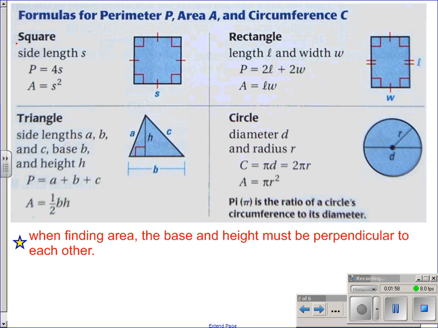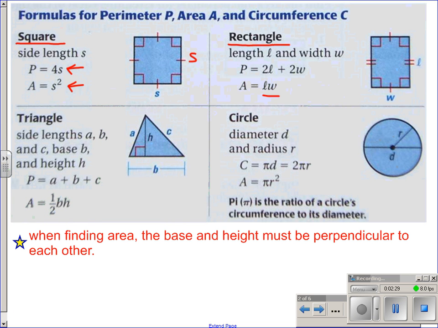Okay, for a square, perimeter is just the distance around. In a square, all the sides are the same, so we get 4 times S. A square and a rectangle, as far as area is concerned, are basically the same formula. For a rectangle, you're used to that, it's length times width. For a square, all the sides are the same, so one side is S, all the sides are S. S times S for length times width, there's that S squared. Just a specific formula for the area of a square.